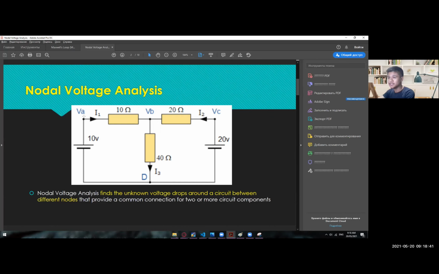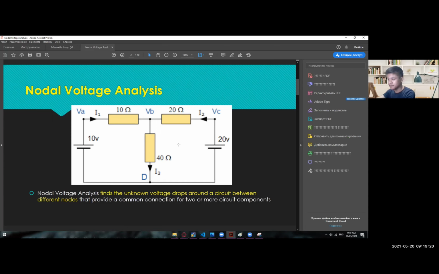So in nodal voltage analysis, we are dealing with nodes. So we have VA, VB, VC, and then VD. The same things that we can find in the superposition theorem, we can also find the individual currents. We can also find the voltage drop for R1, R2, and R3. It's just that it has its own analysis and ways of solving things. Nodal voltage analysis finds the unknown voltage drops around the circuit between different nodes that provide a common connection for two or more circuit components.